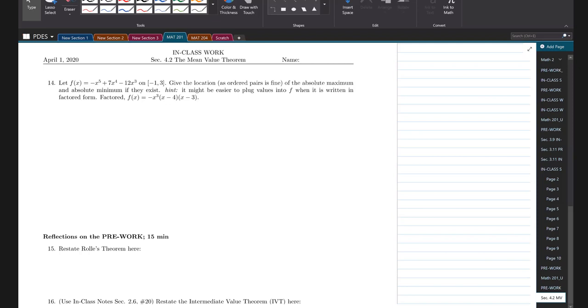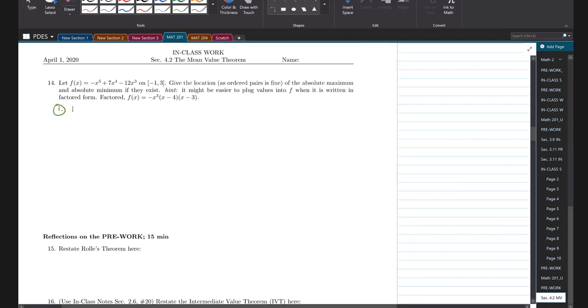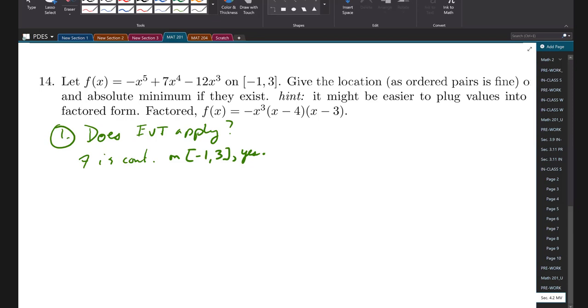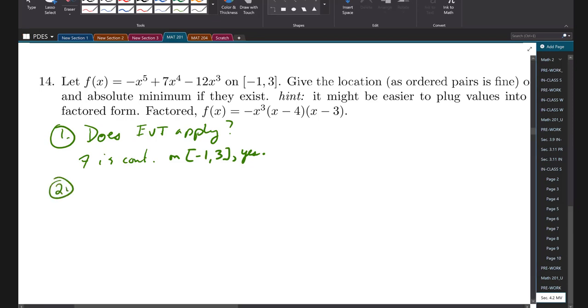Okay, first of all, we're looking for a needle in the haystack. Well, f is continuous. Why is it continuous? It's a polynomial. F is continuous on a closed interval. So yes, that means that we know that we're going to find absolute extrema. Let's go find the derivative of this function.